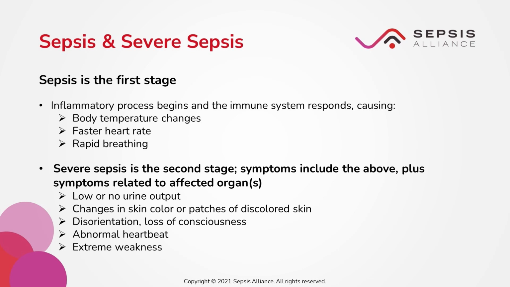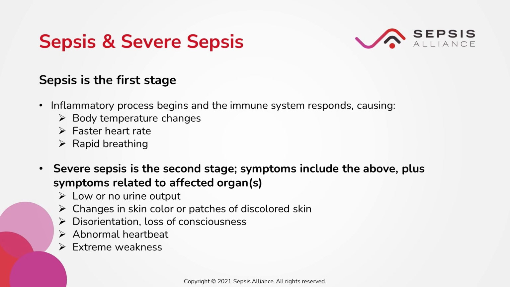If the sepsis isn't treated and you develop severe sepsis, that is when at least one organ in your body starts to not work properly. There's a dysfunction there. So you will have the symptoms of sepsis, and then you will have symptoms related to the body organ that is being affected.